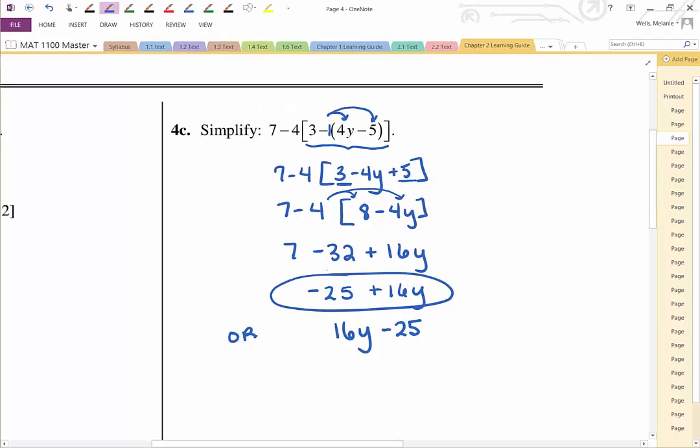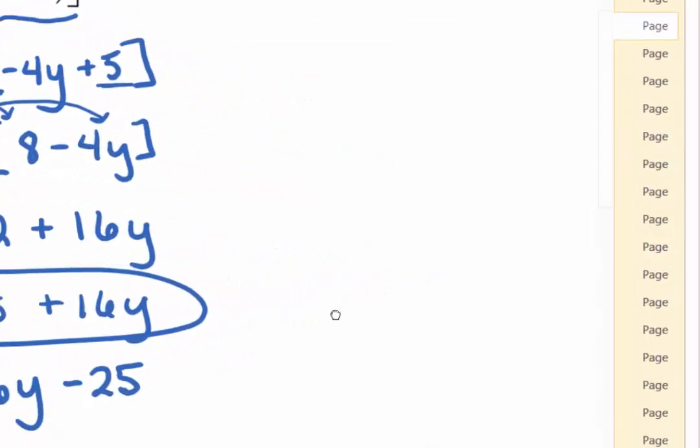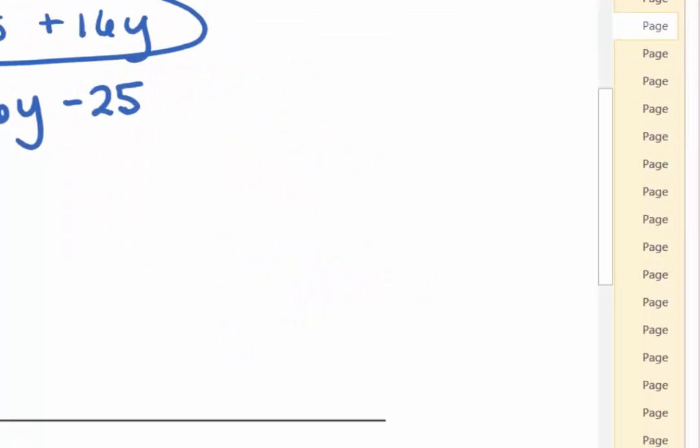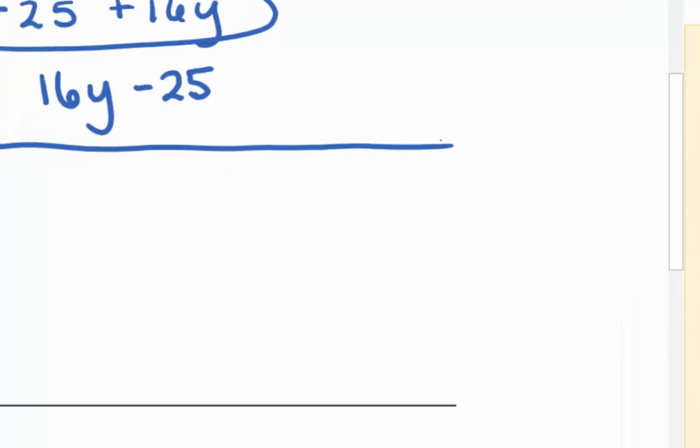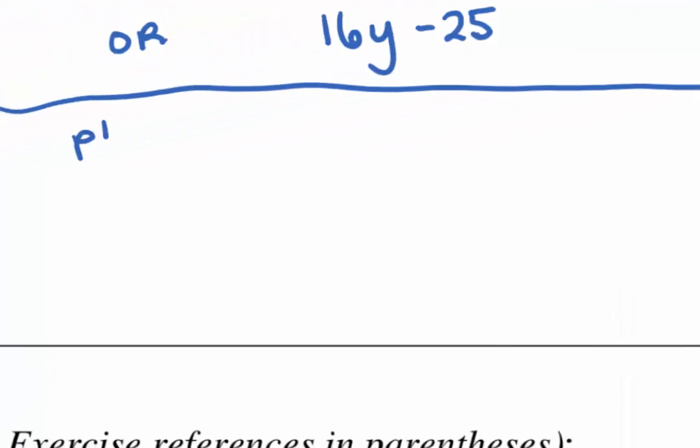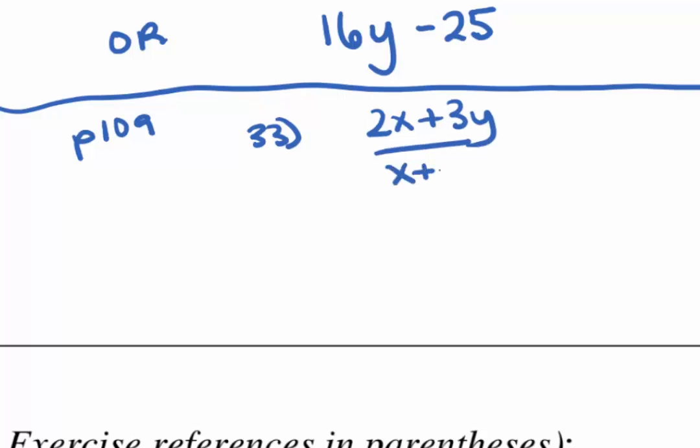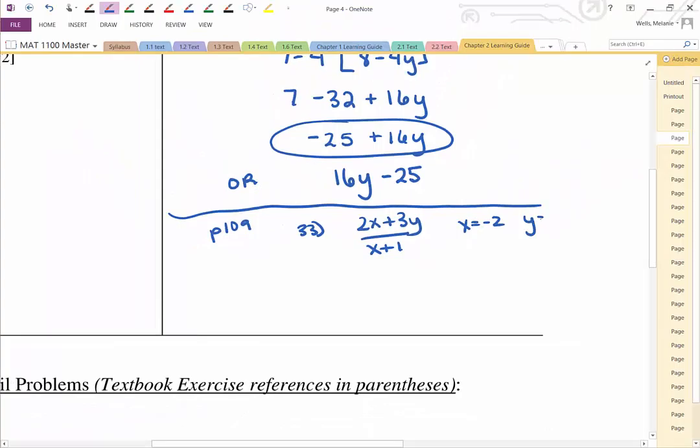Okay, I'm going to add one more problem to what we have here. This is actually coming from your textbook. I'm just going to add it right here. If you were to look in the text on page 109, number 33, 2x plus 3y over x plus 1, where x is negative 2 and y is 4. So just to get an example with a fraction in here, let's look at this one.